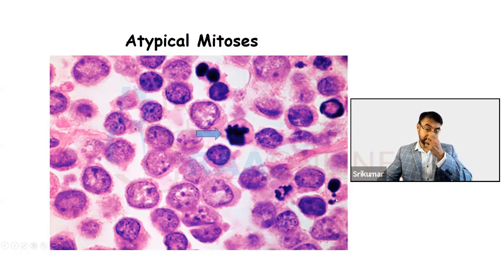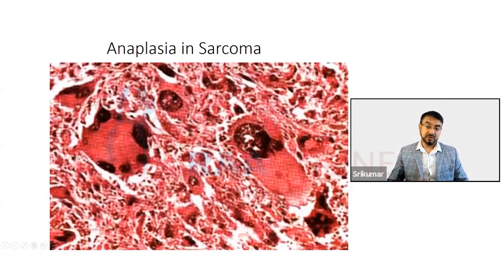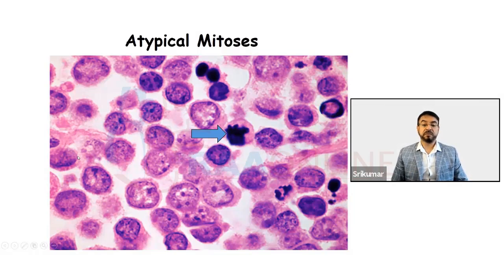Now, this is what mitosis looks like, and these are all atypical mitosis. This one, here a cell is dividing into two. This is metaphase, this is prophase, this is metaphase, and this is anaphase. And all these are abnormal tumor cells. So one of the features in any malignancy or poorly differentiated tumor is the presence of atypical mitosis.